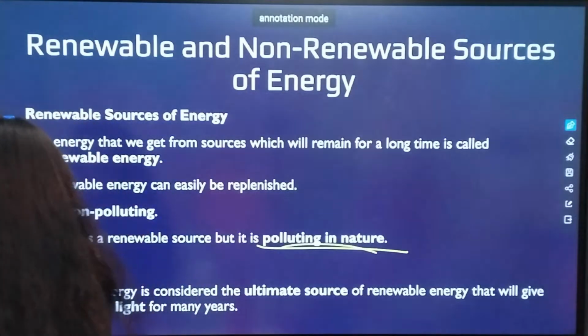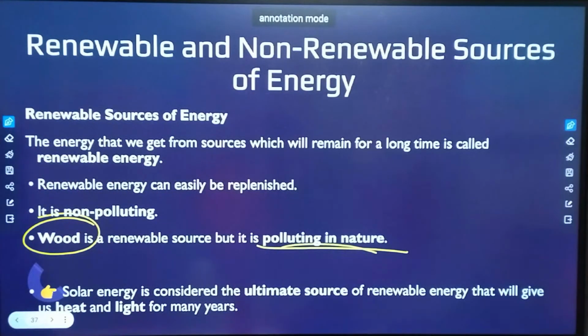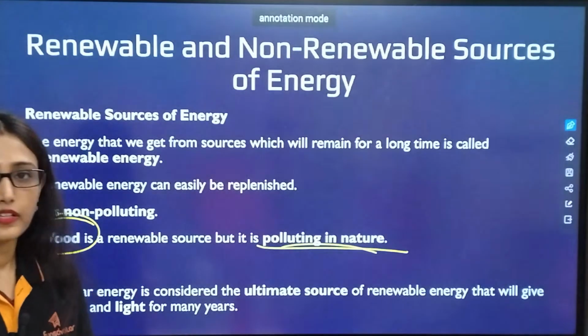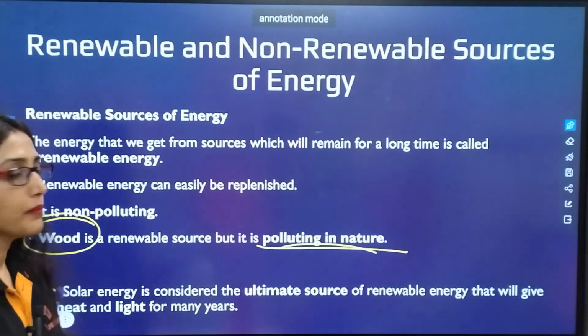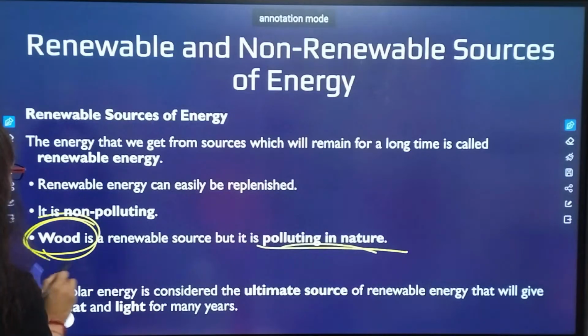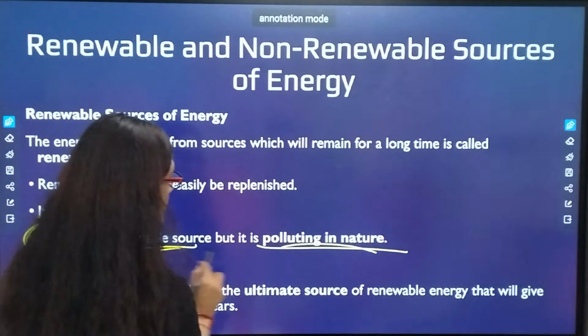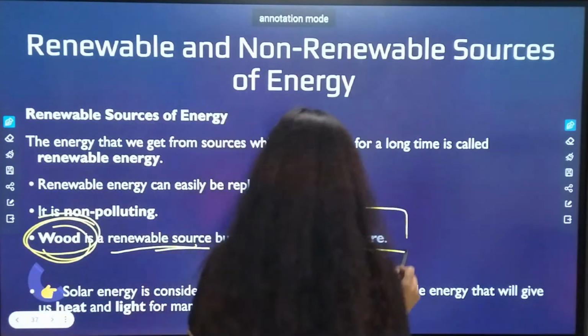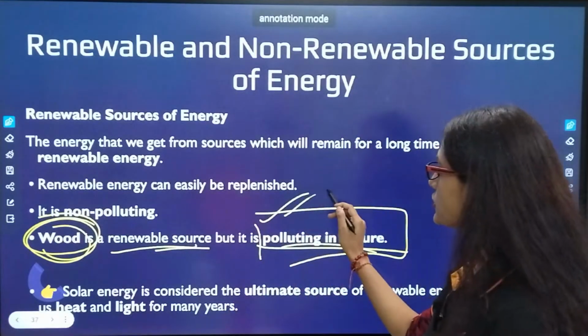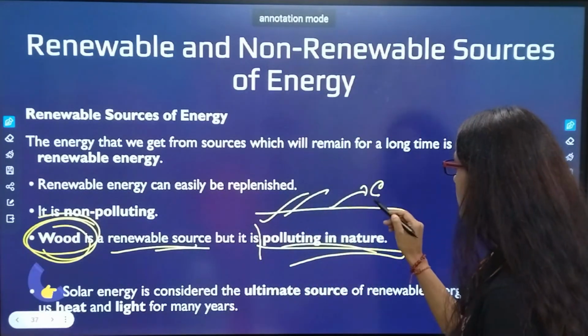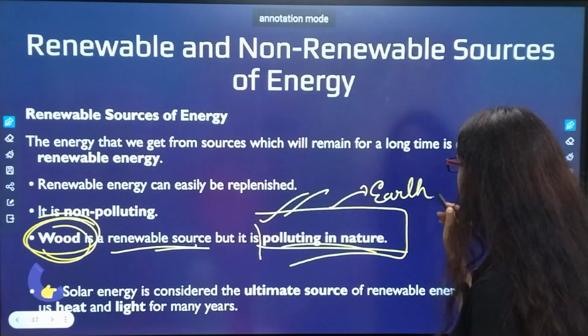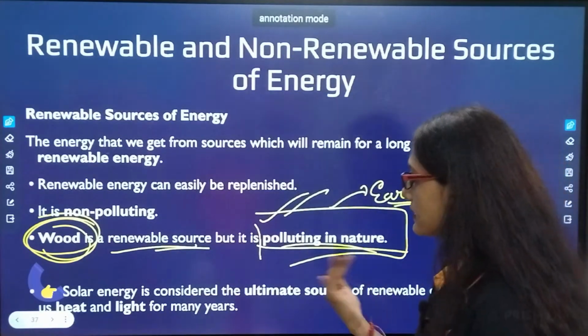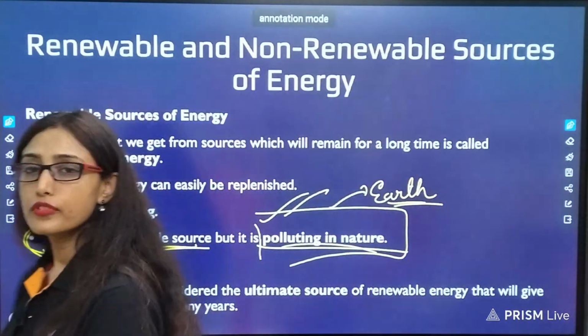Why? Because wood is found in nature, and from one plant another plant will grow and you will get wood. But it cannot be fully called a renewable source because it creates pollution. Pollution is harmful to our earth, so we have to use such sources that are not harmful to the earth.